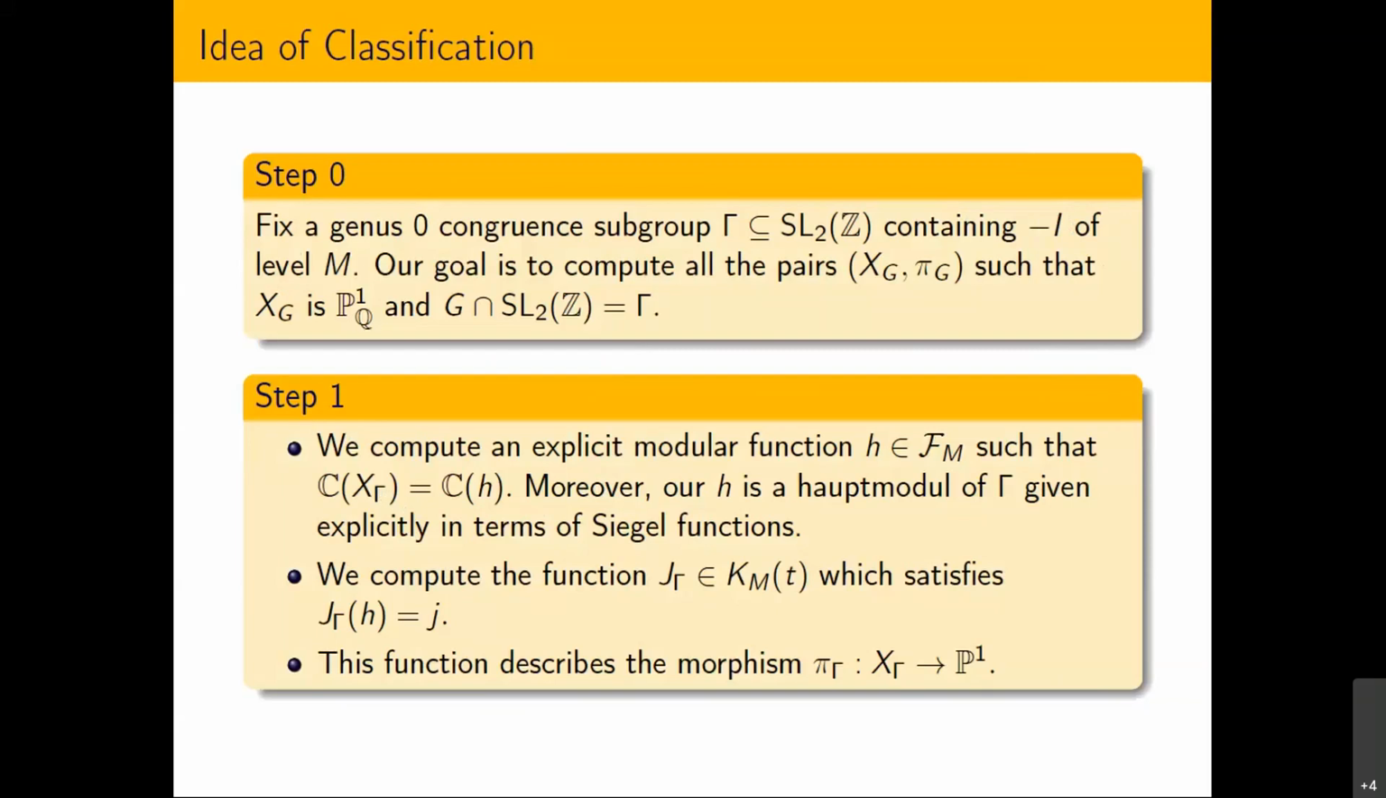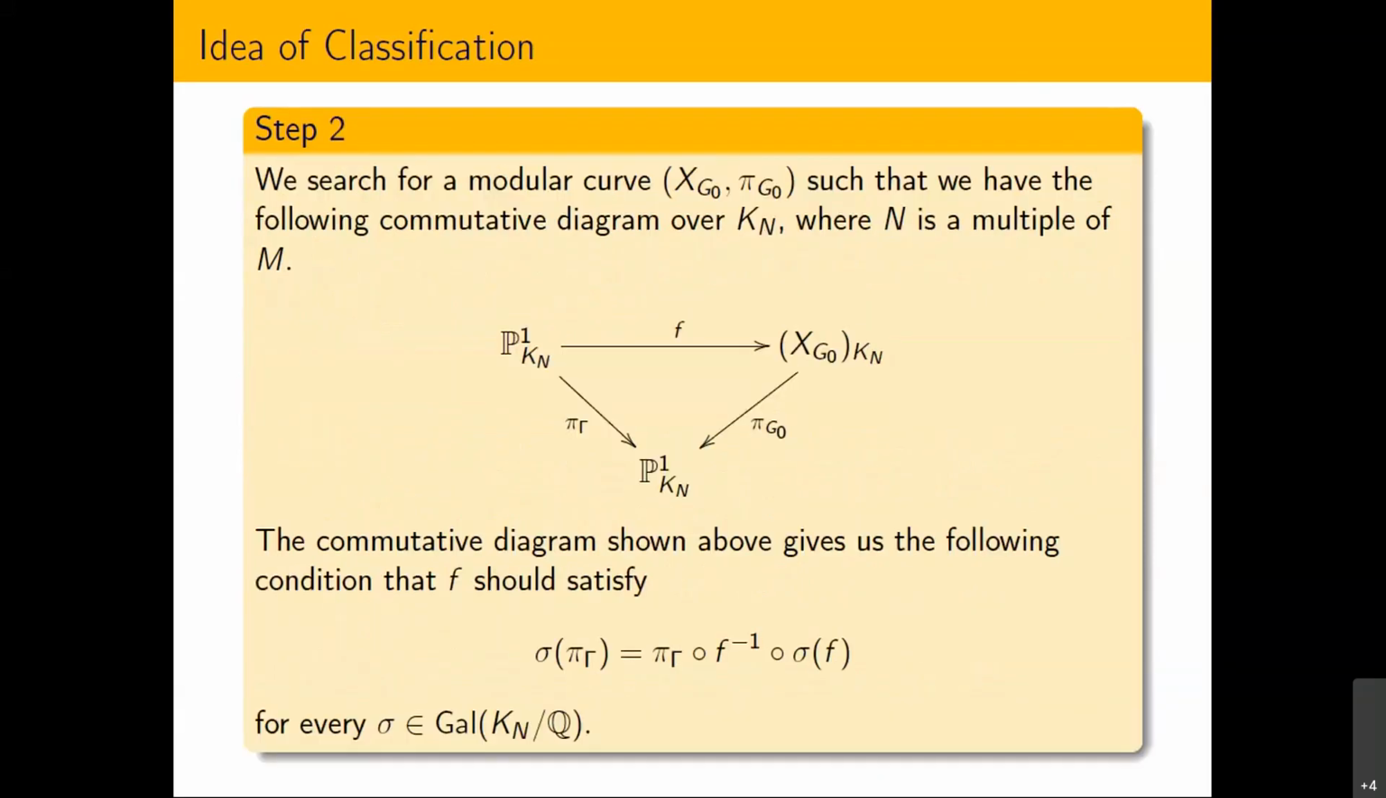Our h is a Hauptmodul of Γ, which is given explicitly in terms of Siegel functions. Given such a Hauptmodul, I compute a rational function with coefficients in K_M that sends h to the j-invariant j. It's a function defined on the generator. So this function describes the morphism between curves from X_Γ to P1. Okay, but this has coefficients in K_M.